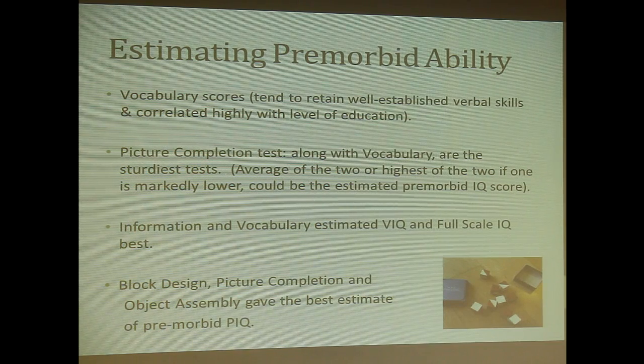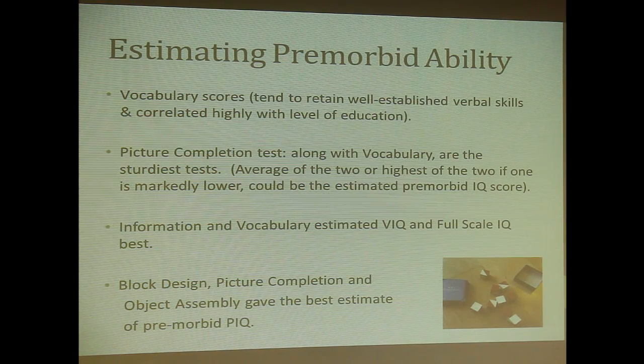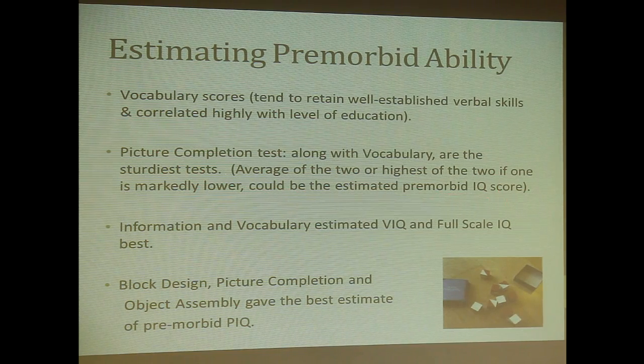Now, vocabulary scores and vocabulary tests like the Wechsler tests. These tend to retain well-established verbal skills and they correlate quite highly with level of education. But that's assuming, of course, that the person doesn't have damage in the verbal areas. But assuming they don't, vocabulary is, in many circumstances, quite a good determinant of premorbid intellectual level or level of education. On the non-verbal side, the picture completion test that you get with the Wechsler tests, along with vocabulary, are the sturdiest tests. And the average of the two, or the highest of the two, if one is markedly lower, could be the estimated premorbid IQ score.